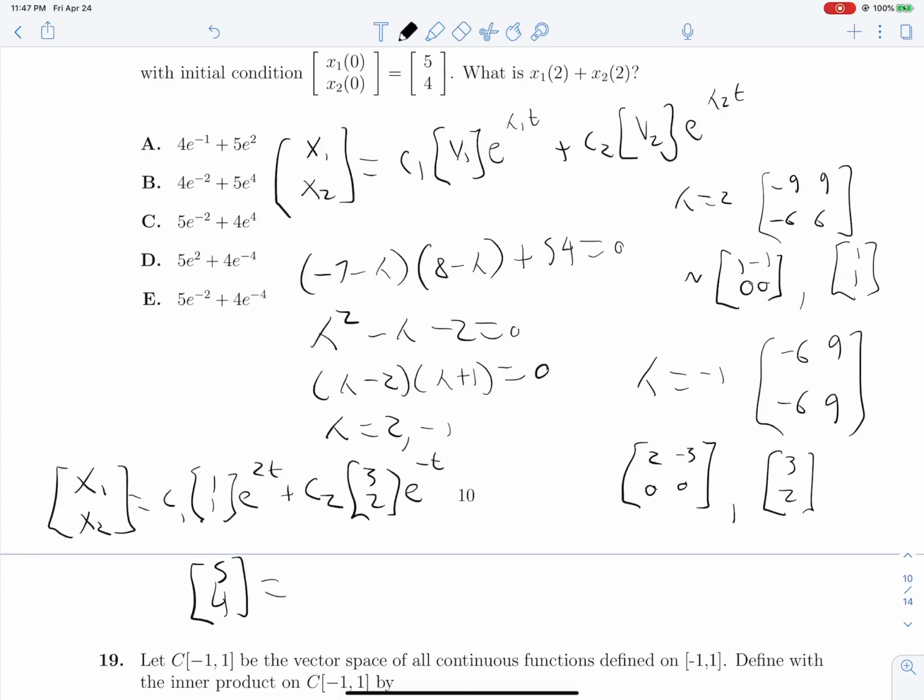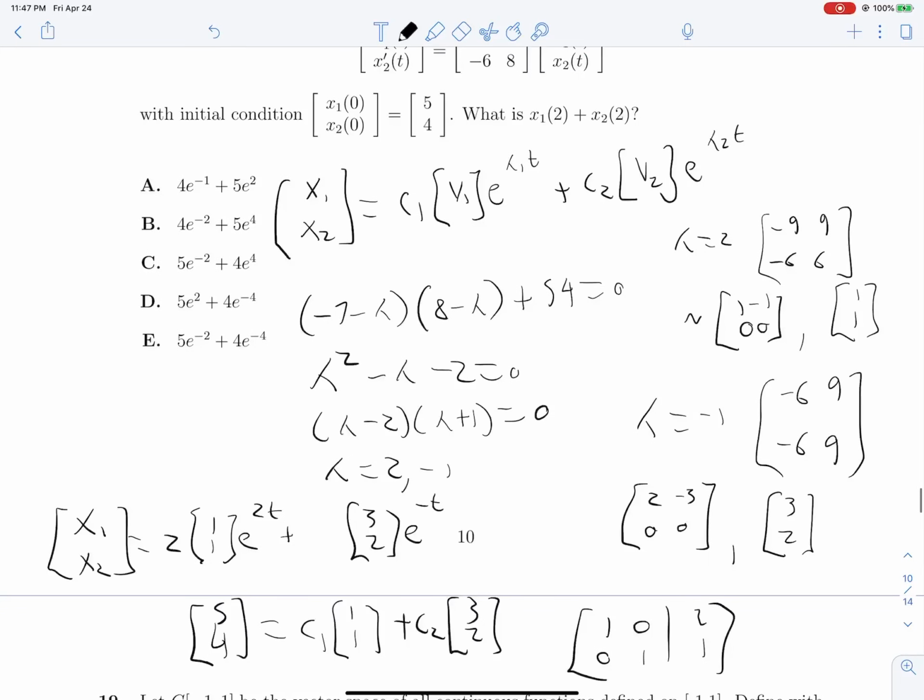So plugging in t equal to 0, we get c1 times 1, 1 plus c2 times 3, 2. Solving this, we can make an augmented matrix. 1, 1, 3, 2 is equal to 5, 4. Let's subtract row 1 from row 2. That gives us 0, negative 1, negative 1, so 1, 1, 0, 2. There we go. So C1 is equal to 2, and C2 is equal to 1.